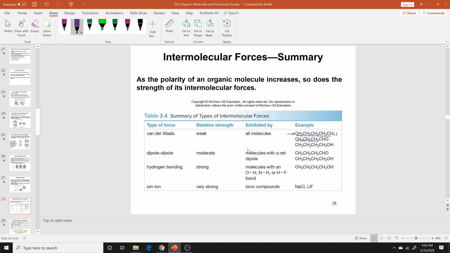So this guy has van der Waals forces, VDW, van der Waals forces. The aldehyde has van der Waals forces and it has a dipole-dipole. The alcohol, on the other end, it has van der Waals forces. This is polar. It's more polar than the carbonyl. So it has van der Waals forces, it has a dipole-dipole, and it has hydrogen bonding. Why does it have hydrogen bonding? Because I have an OH.